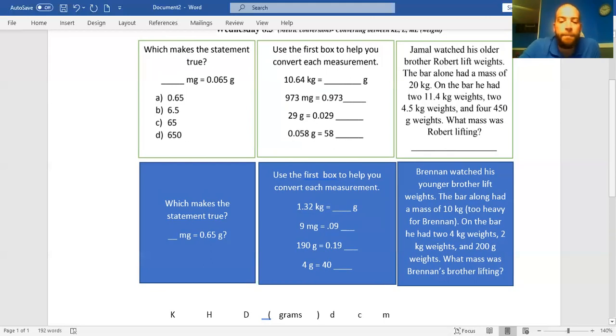Okay. We have 1.32 kilograms to grams. So I'm going to go from kilograms to grams. I'm going to move the decimal right 1, 2, 3. That turns into 1,320 grams.